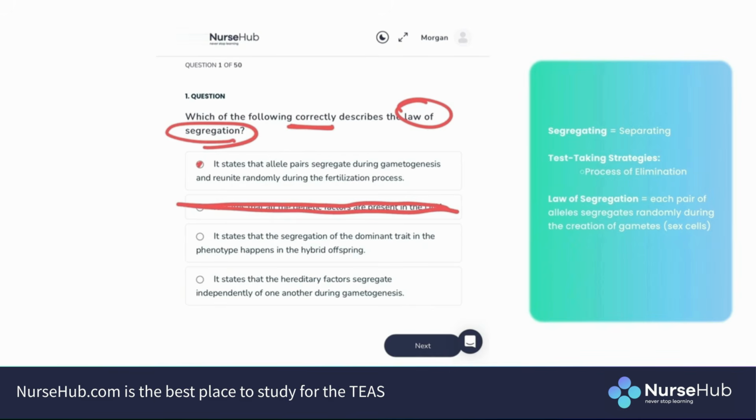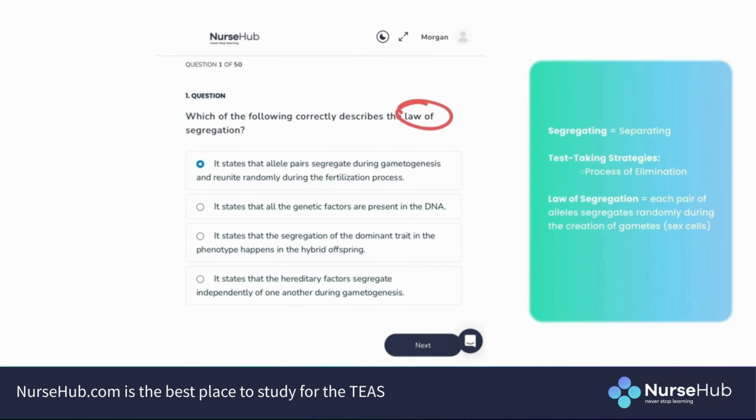The remaining answer choices are actually different laws. One is the law of independent assortment, one is the law of dominance. And that's just something that you'll learn as you move through. So the answer here should be the first one. Okay, there we go.